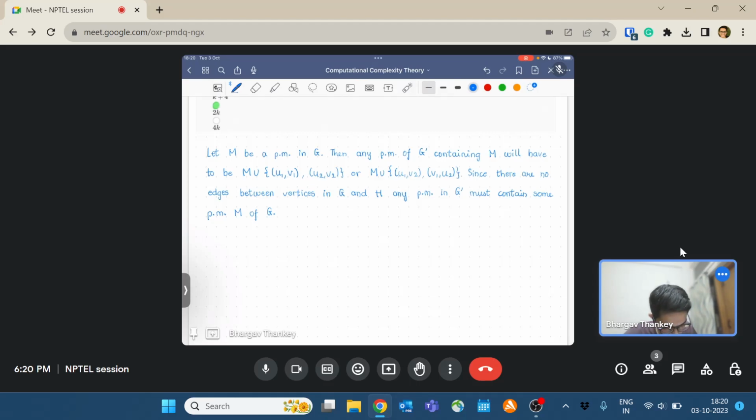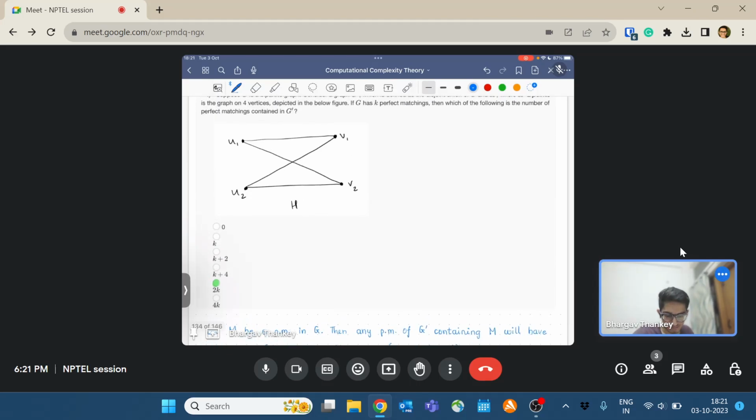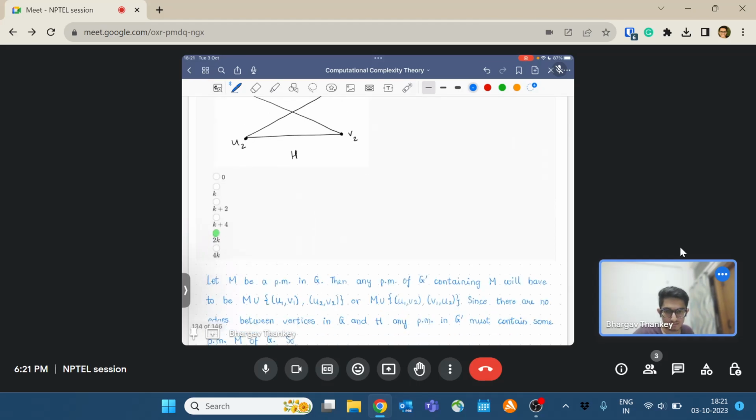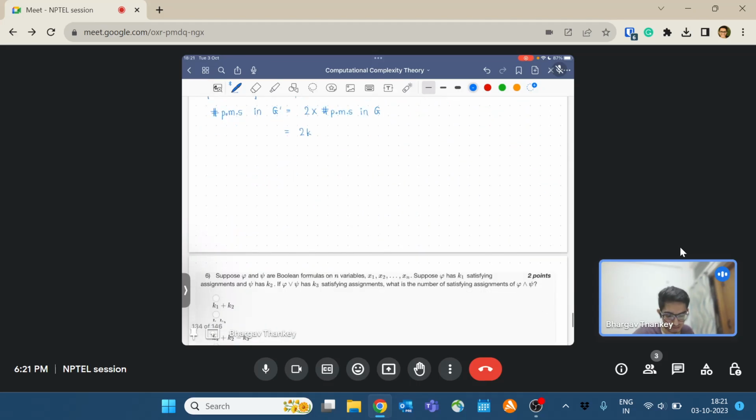So the number of perfect matchings in G prime is equal to 2 times the number of perfect matchings in G, which is 2k. Yeah. So the number of perfect matchings in G prime is just 2k. Is this fine? Okay, so I hope this is fine. So let's look at the next problem.